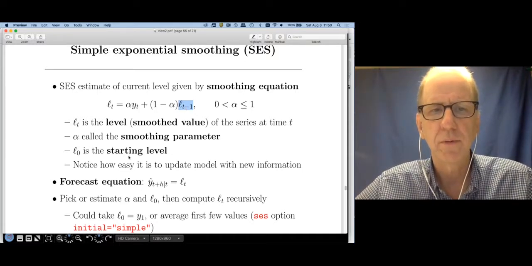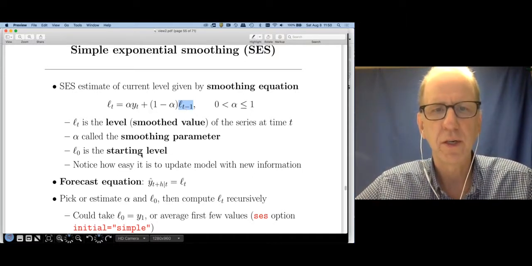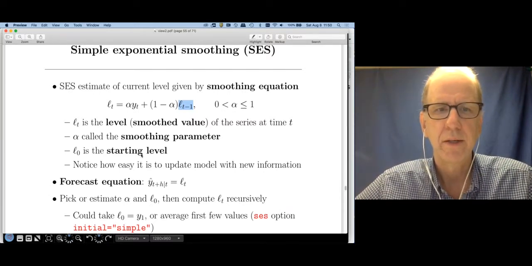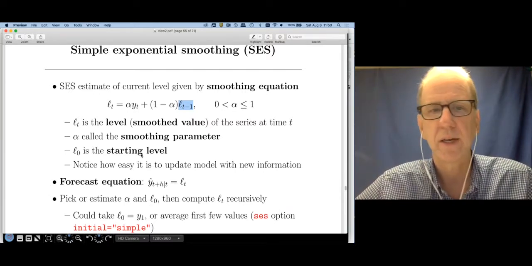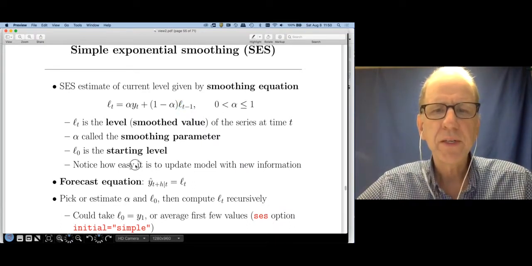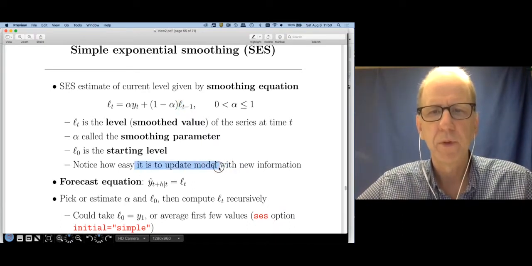L sub 0 we're going to call a starting level. So you have to start somewhere on this, and I'm going to discuss that in a second. Okay, one more really important thing to note about this is it's very easy to update your model when you get new information.